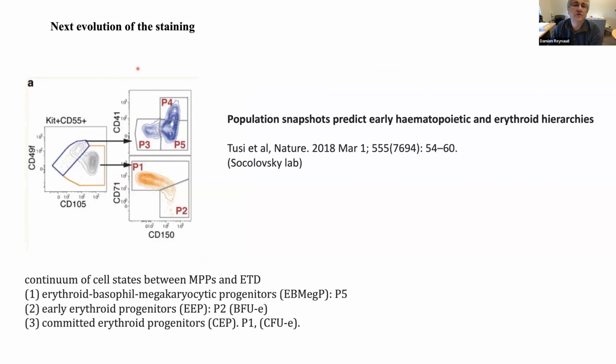The other possibility of evolution will be on the erythroid megakaryocytic progenitors, and this is a staining which has been developed by the Sokolowski lab, which could be an alternative or a complement to what has been done by the Pronk lab. Again, this should be relatively easy to add to our staining, with a couple of markers: CD155, CD49f, and CD71. So with 3 markers we can have access to this population.